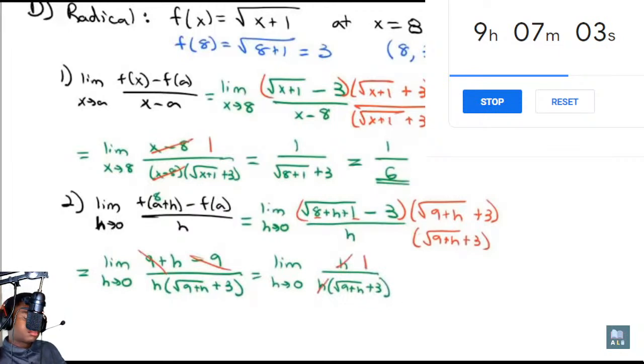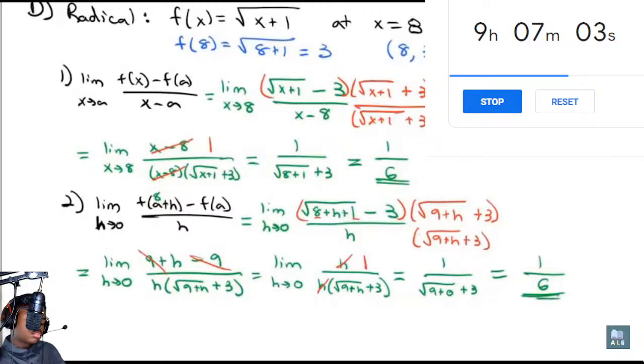Reduce out the h's, remembering that leaves us with 1, but what's important there is we have removed our discontinuity, so we're ready to plug 0 in for h. We've got 1 over the square root of 9 plus 0 plus 3, which is 1 over the square root of 9, which is 3, plus 3 is 6, and we get the exact same slope.